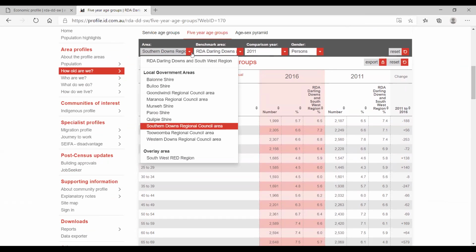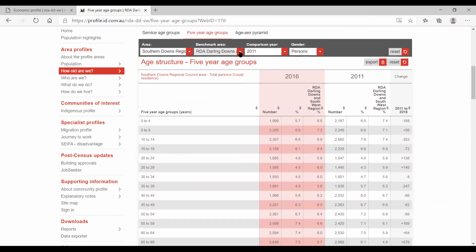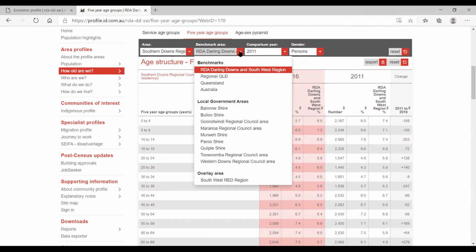So if I want to look at Toowoomba or I want to look at Quilpie, I can change that area. I'm going to stay on Southern Downs because that's where we are. And I can also change my benchmark area. Now, this is really important to know: if you are going for a grant with the state government, change your benchmark area to Queensland. If you are going for a grant with the Aussie government, change it to Australia, okay? Because it allows you to compare against all of the rest of Australia or all of the rest of Queensland.